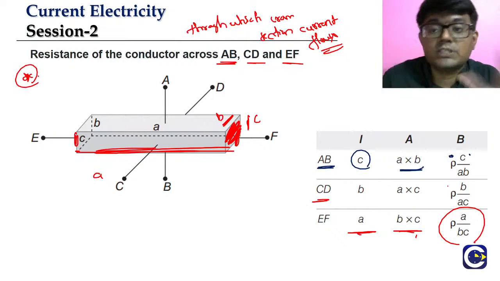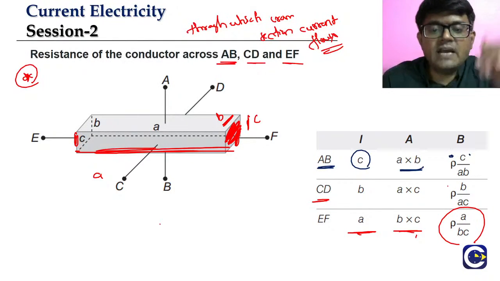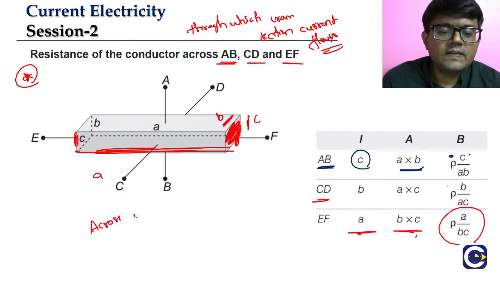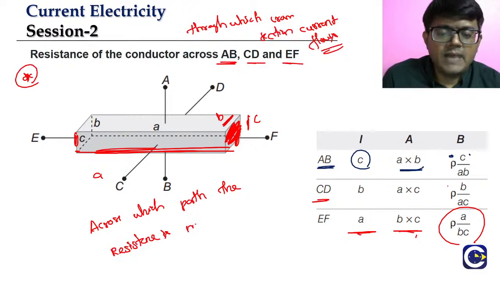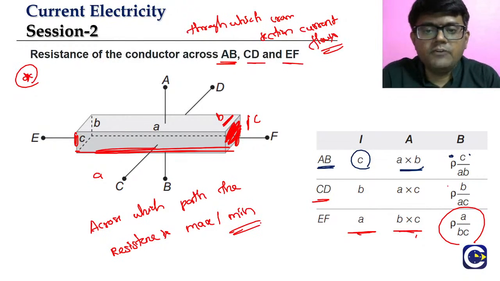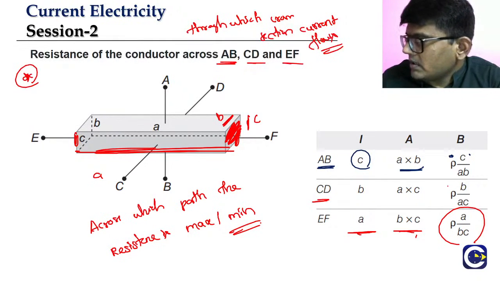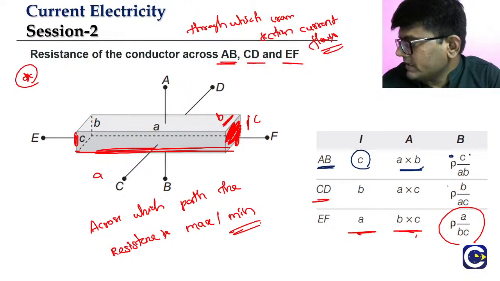This is the kind of question that we can expect. They can give us a cuboid and ask across which path the resistance is maximum, or they can ask minimum. If you take that cuboid kind of conductor or resistor, depending upon the path of current, the resistance value will keep changing. So this is an important thing for questions in the NEET examination.